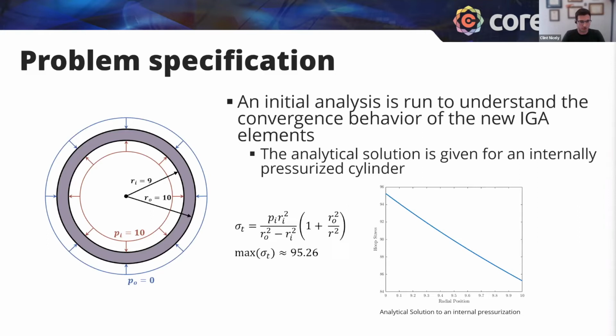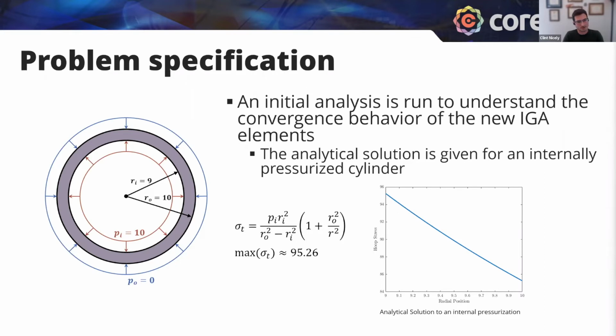cylinder under internal pressure, which is a problem if you went to any sort of engineering, mechanical, or civil engineering undergrad, you've seen before. You've solved this by hand. It's fairly standard and is great to use as a benchmark for capabilities and understanding the convergence rate of new computational methods. So in this case, we have a cylinder that is 9 meters internal radius, 10 meters external radius, and is put under pressure of 10 pascals from the interior.